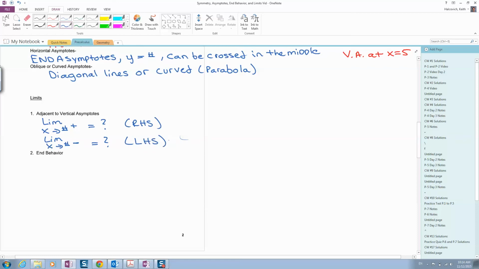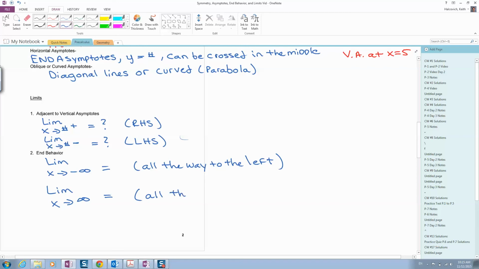Then there's end behavior limits. The limits as x approaches negative infinity, because negative infinity, remember, is to the left. So that's basically all the way to the left. And then the limit as x approaches infinity to the right, and that's all the way to the right.